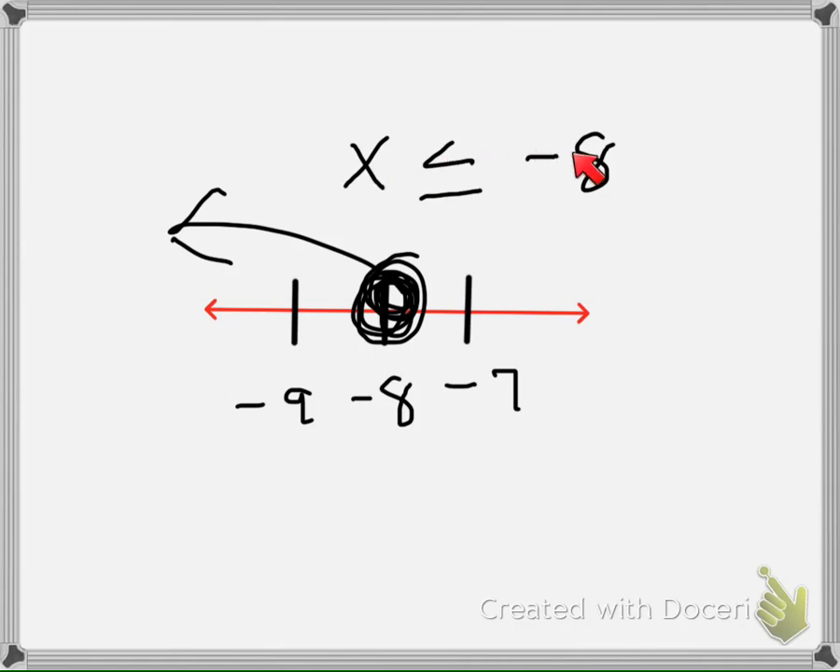X is less than or equal to negative 8. That tells me that negative 8 needs to be circled in, and all the numbers that are less than negative 8 are to the left.